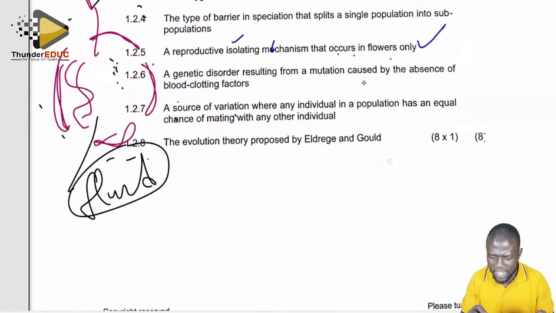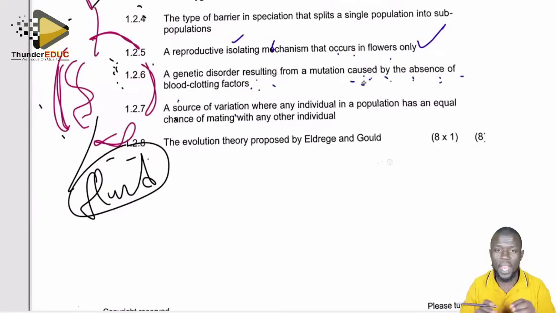They are saying that the genetic disorder resulting from a mutation caused by absence of blood clotting factor. If you don't have blood clotting factor, it means that when you have a hole, maybe you have got something on your skin, the blood will ooze. So when the blood oozes, then it means that we call it hemophilia.